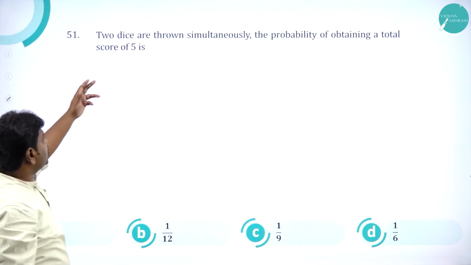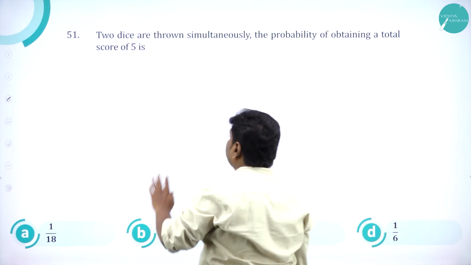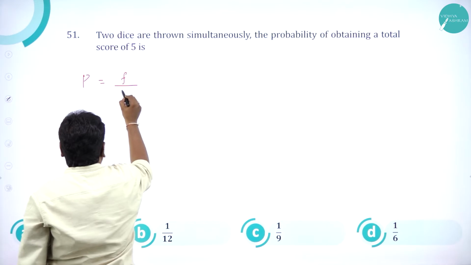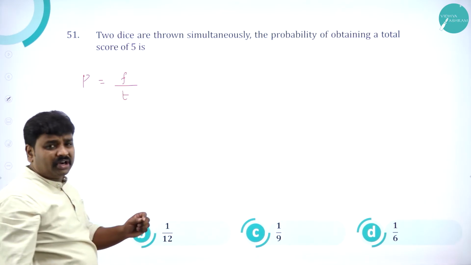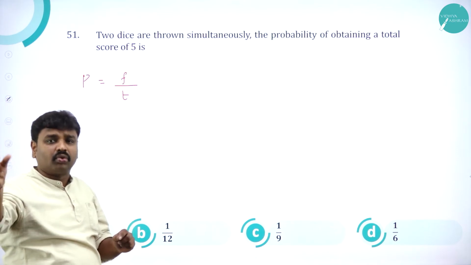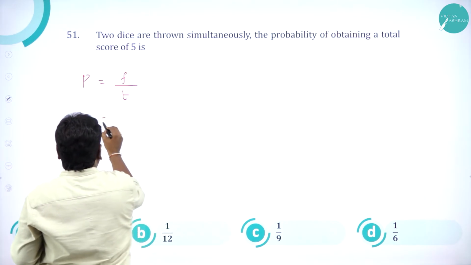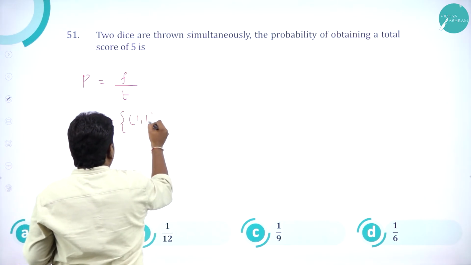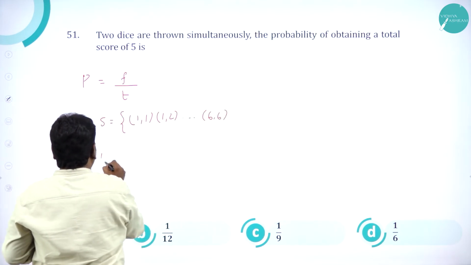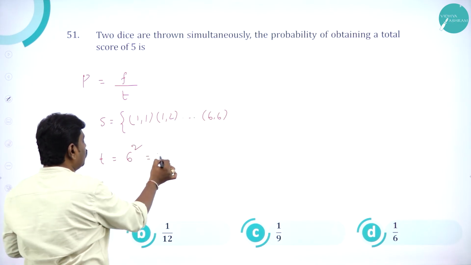Then, two dice are thrown simultaneously. The probability of obtaining a total score of 5. I told you, probability means what you want divided by total possible, favorable number of outcomes by total number of outcomes. When you throw a die, what is the sample space? You will get 1 1, 1 2, like that till 6 6, you will have 36 outcomes. So the total number of outcomes is 6 square. One die has 6 outcomes, two dice so total is 36.